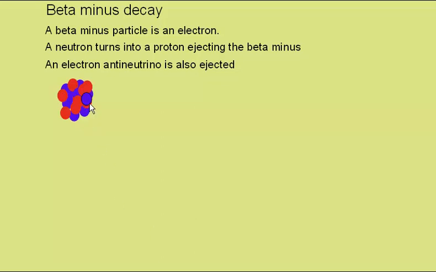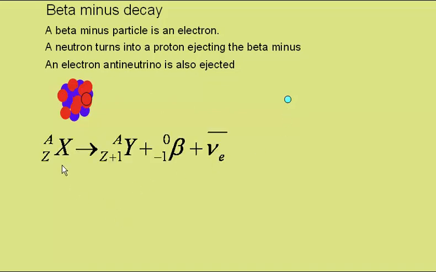I've highlighted this neutron, which is the one which will spontaneously turn into a proton and eject the beta minus particle or electron. In symbols for a general element X with proton number Z and nucleon number A, one of the neutrons has turned into a proton, so the proton number will increase by 1.